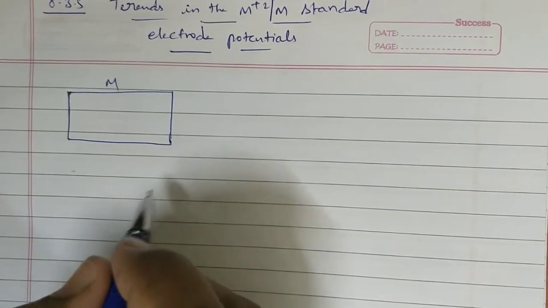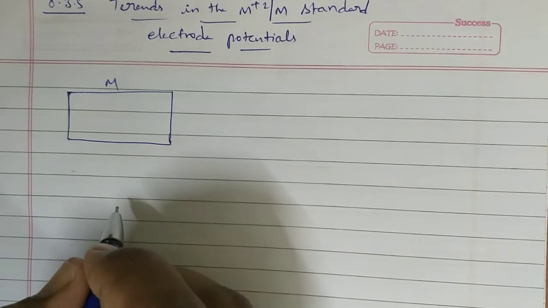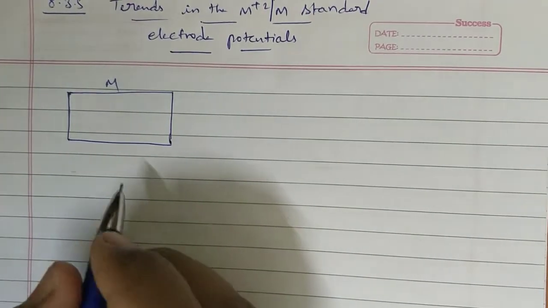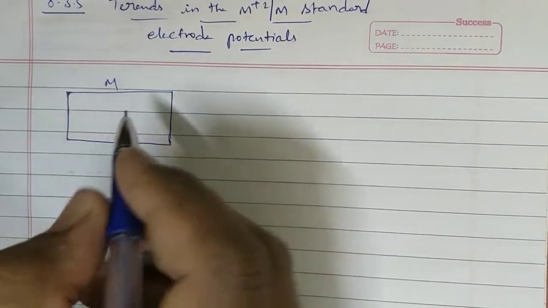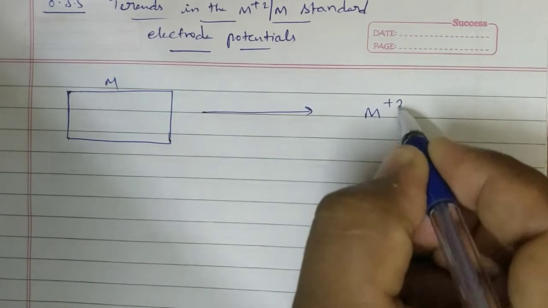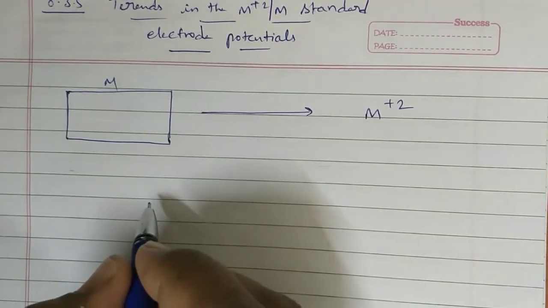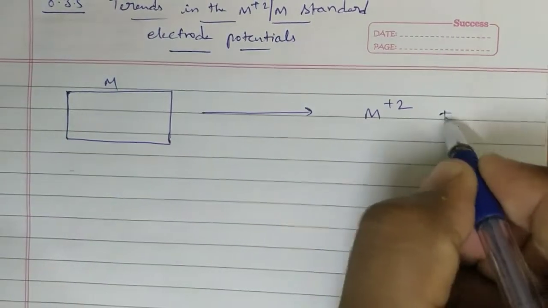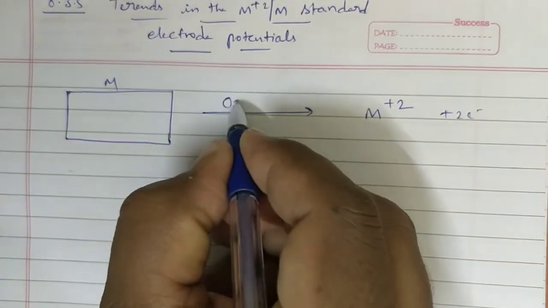What is the general characteristic of metal? Losing of electrons or gaining of electrons? It is losing of electrons. Generally, metals want to lose the electrons. So, let us consider this metal. If this metal loses the electron, it will be converted to M+2. Okay, this process is called oxidation.